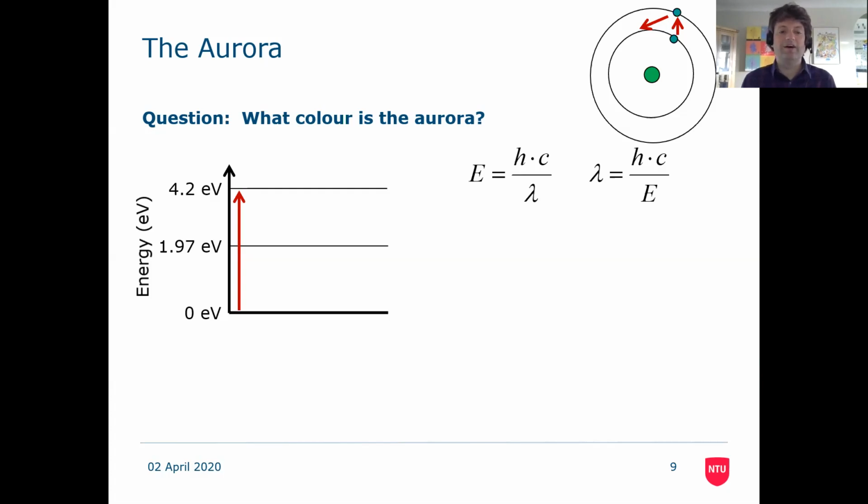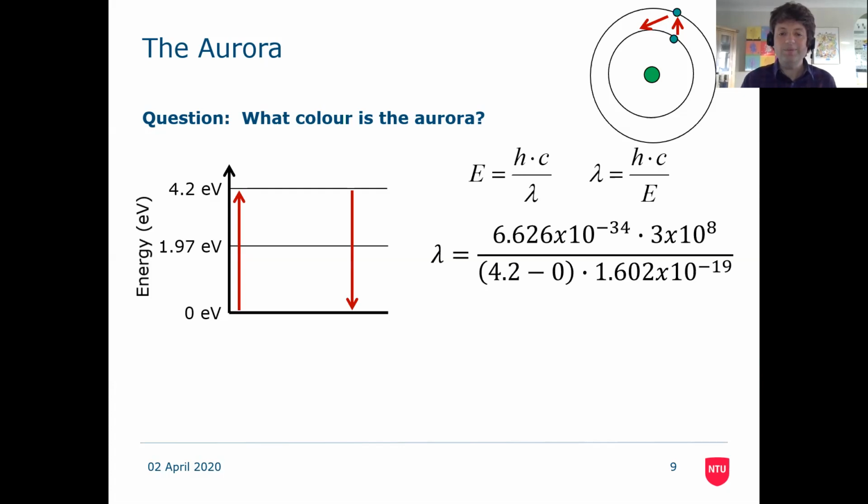We said our electron is going to go up to this excited state, and after some amount of time it will drop back down to the ground state. So let's suppose it does this. We can start to put the numbers into our equation: a number for Planck's constant, a number for the speed of light in free space, and a number for the change in energy. The change in energy here is between 4.2 and 0 electron volts. I put those numbers in here, then multiply by this conversion factor to change it into joules.